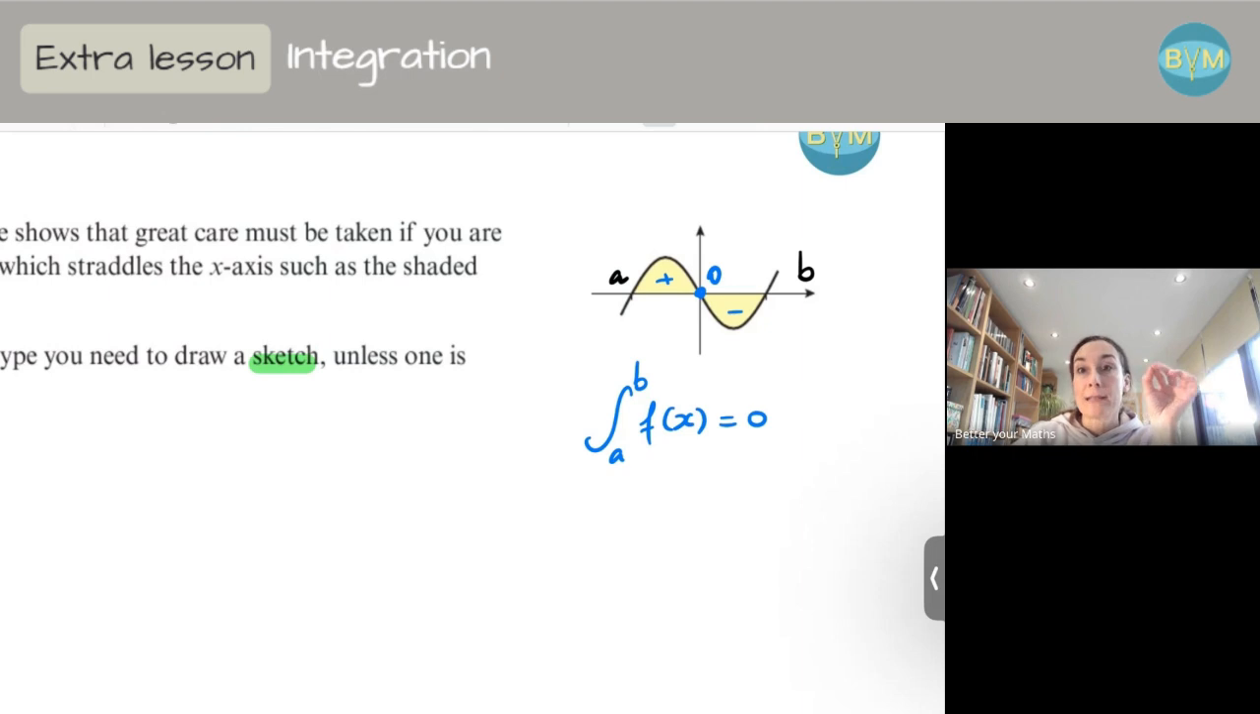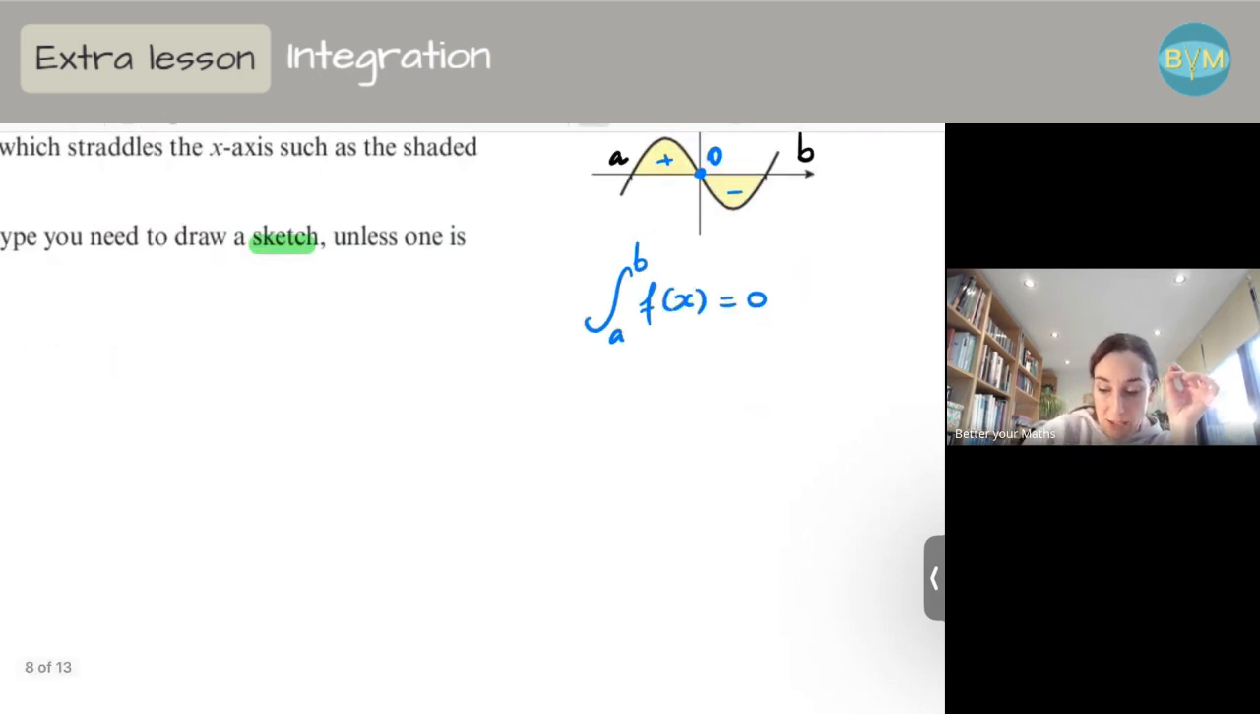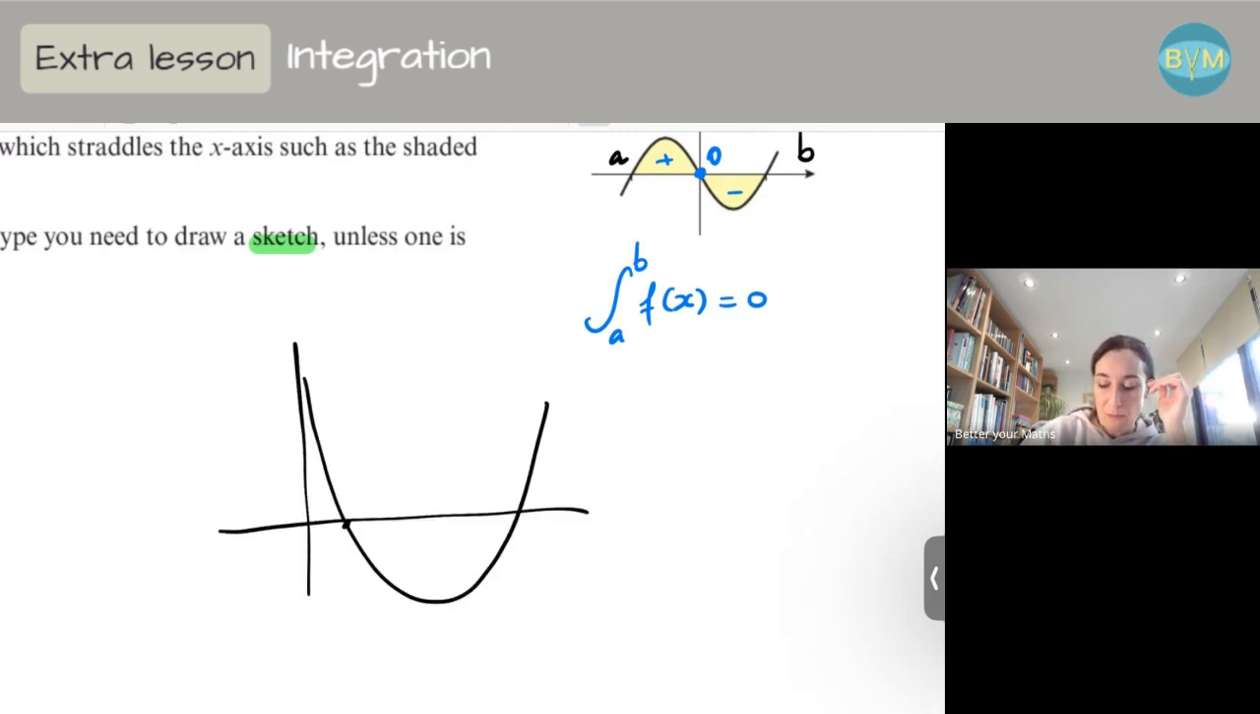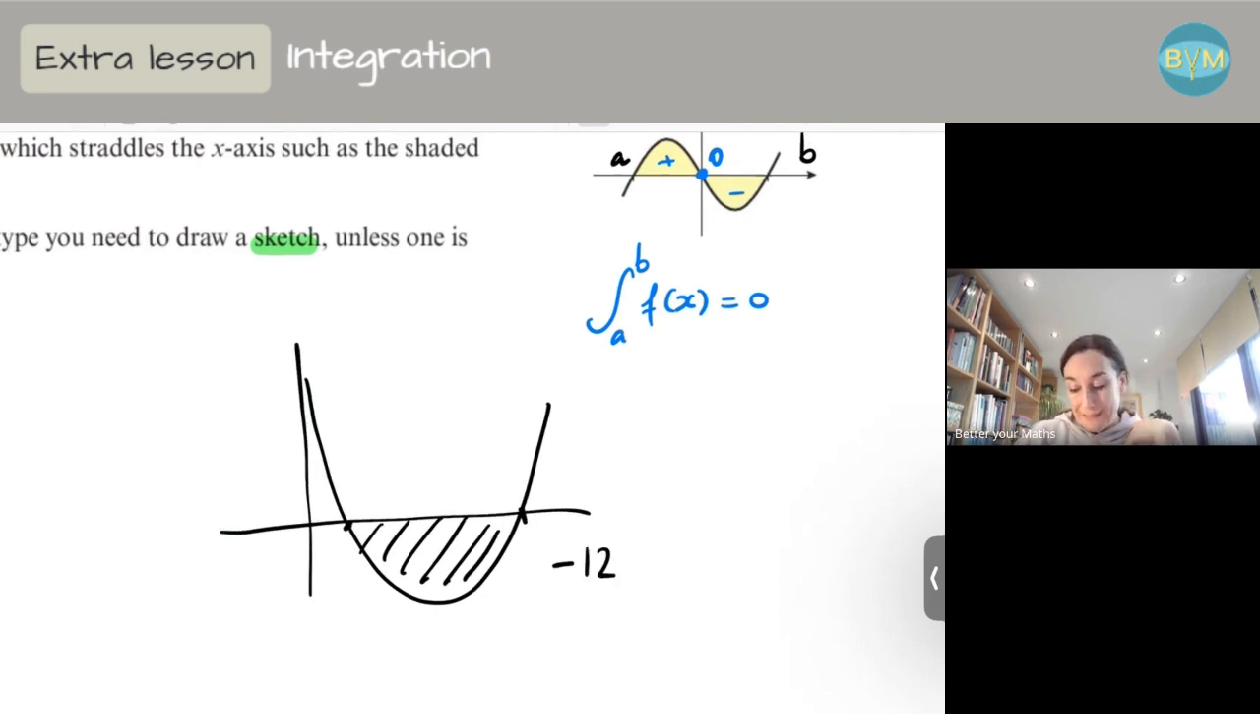And your answer for the area can never be negative. So if they ask you to integrate and to find the area between these 2 points, when you integrate this value, you're going to get minus something. That's the integral. Imagine you get minus 12. When you answer the actual question, you have to say that the area is 12, not minus 12. Don't ever give a negative area because you will lose a mark. The area is not minus 12, it's 12.